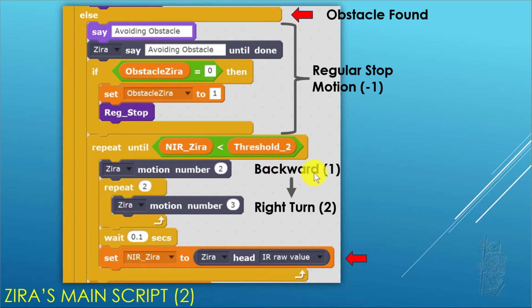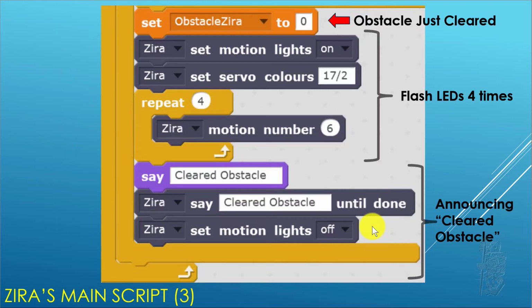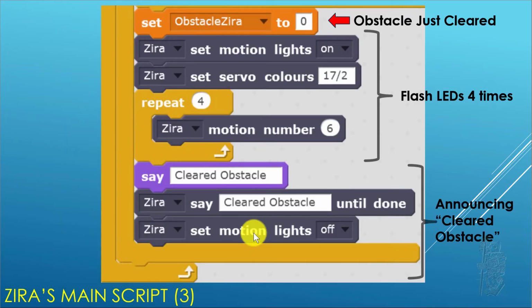And the avoiding maneuver is make one step backward and two right turns. And then pick up the new data again and keep on doing that until infrared 0 is smaller than threshold 2. That means it turned away enough from whatever obstacle it found. And remember, sensor throughput is slow for Scratch and EDBOT, so we'll see how it goes. And then after it clears, it moves back and turns right twice, enough time so that it clears the obstacle.